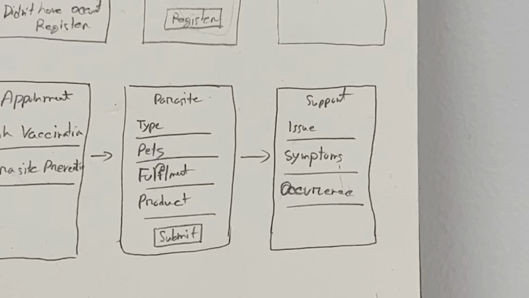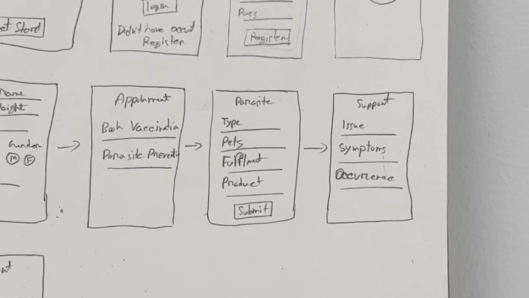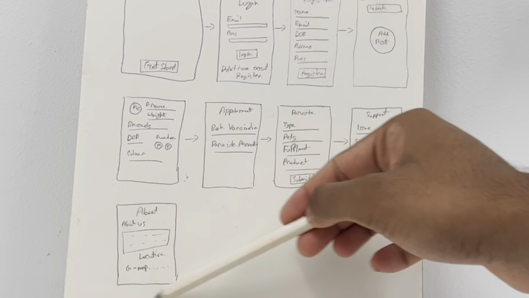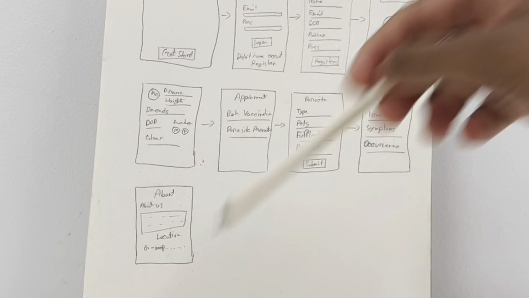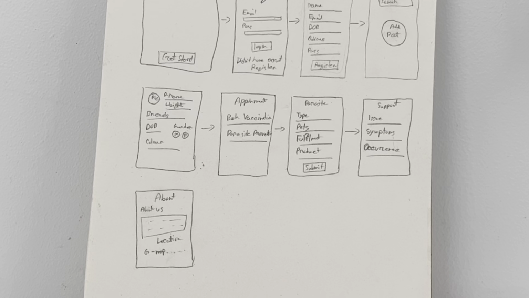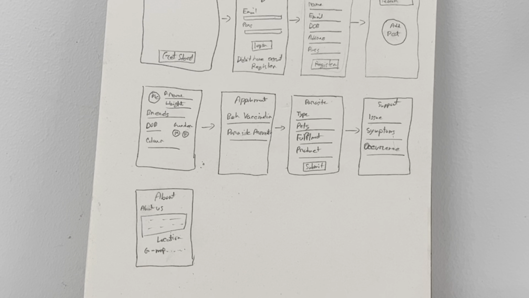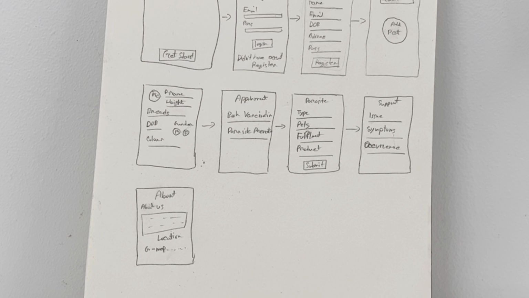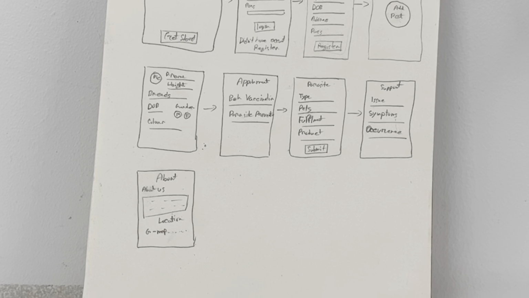Okay, that's good. And what about your location? You said here it will take us to Google Map. So which location will it show? Is it your support center location or the nearest medical or nearest veterinary center?